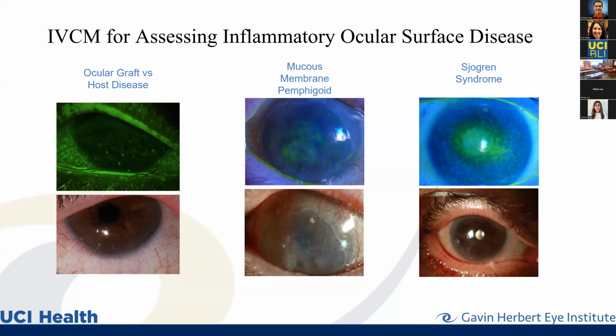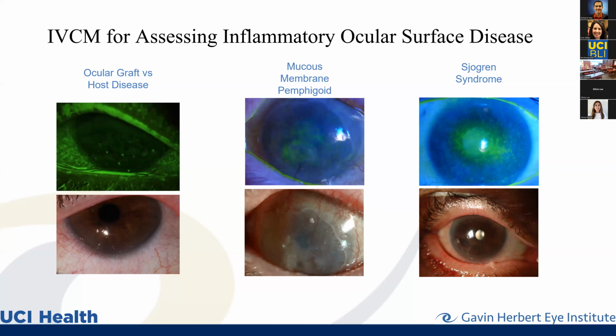In the center, we have mucous membrane pemphigoid. We used to call this ocular cicatricial pemphigoid, but pemphigoid is a systemic autoimmune condition that targets skin and mucous membranes. So you could get scarring and fibrosis, cicatricial changes on the surface of the eye, but it can also affect the inside of the mouth and the skin. This condition is typically treated with systemic immune suppression.